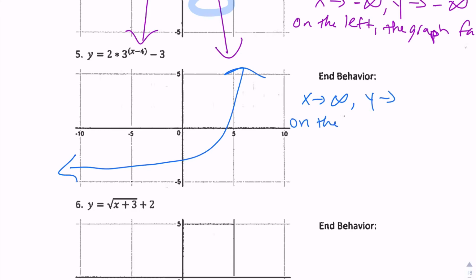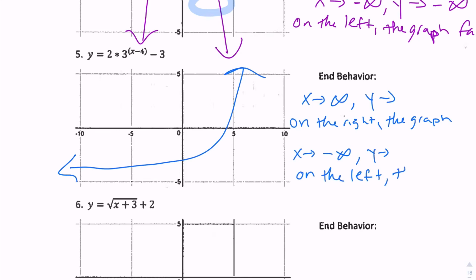On the right, the graph, and then the left. Remember, we say these as x approaches infinity, y does something. As x approaches negative infinity, y does something. But it's another way of saying on the left and on the right. Okay, so let's start with on the right. Let's grab our little circle here. So as I move to the right, on the right, over here, this graph is rising. So the graph rises.